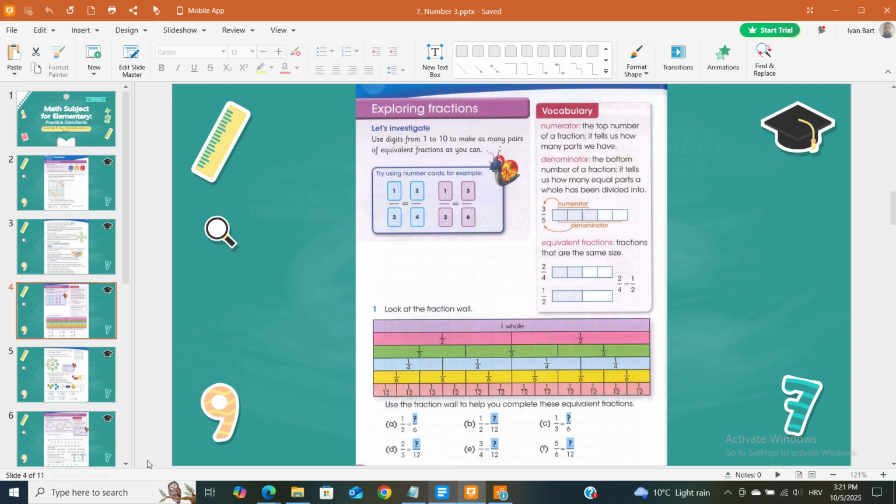Look at the fraction wall. 1 whole. Denominator. Equivalent fractions. Fractions that are the same size.